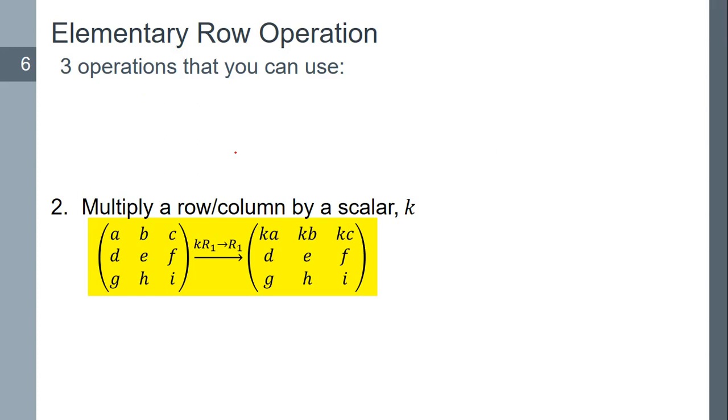The second operation is that you multiply a row or column by a scalar k. So when you write it, you multiply k with your row 1 and put it back into your row 1. The arrow to R1 means that you put it back into R1, so you are replacing your row 1 with kA, kB, and kC.